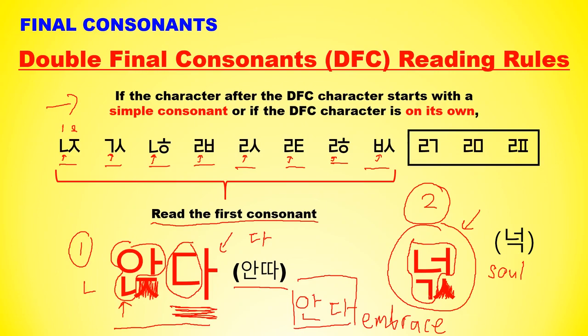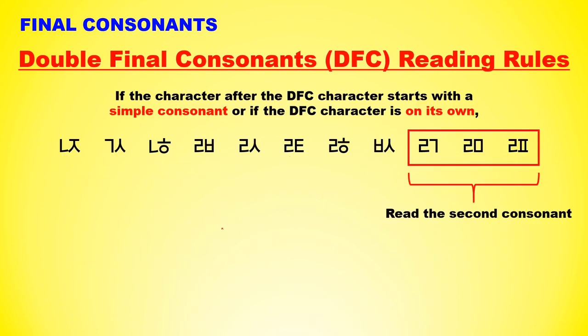Let's move on to the next reading rule. Now we're going to talk about the second group, the group on the right. Same thing, I want you to take a moment to read the sentence in the middle. Okay, I hope you understood the sentence. The sentence says, if the character after the DFC character starts with a simple consonant, or if the DFC character is on its own, then you should read the second consonant.